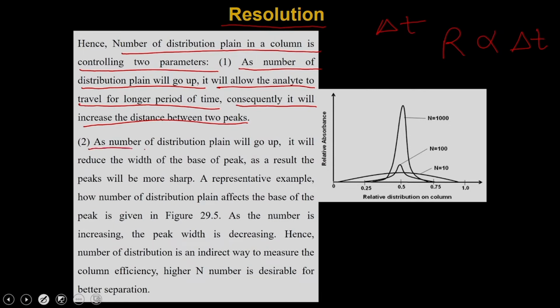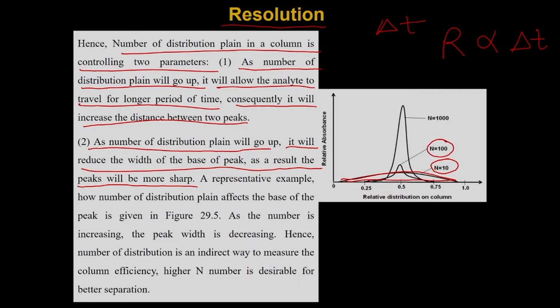On the other hand, as the number of distribution planes goes up, it will reduce the width of the base of the peak, as it results in sharper peaks. You can take the example. Imagine that I have packed the column with varying numbers of distribution planes. If I have a distribution plane of n equal to 10, I am going to see a peak with a base of this much. Whereas, if I increase to n equal to 100, I am going to reduce the base and it is going to give me a shrunk base.